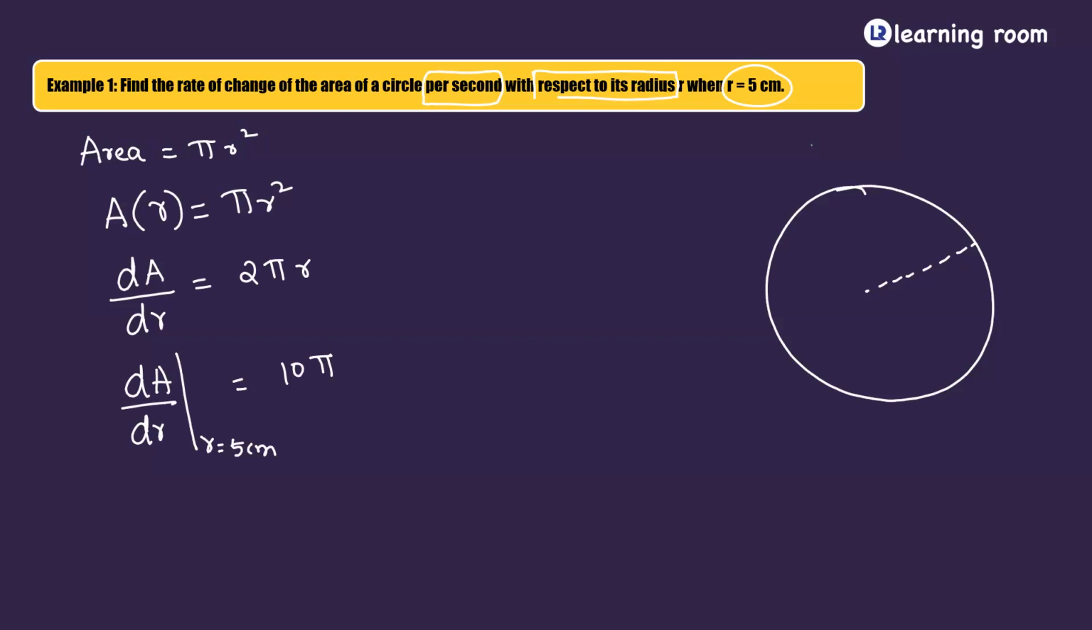But listen to the units here. Area is measured in centimeters square, radius is measured in centimeters. So basically 10 pi centimeters square per centimeter. Area is changing at a rate of 10 pi centimeters square with respect to each centimeter. So whenever you say with respect to, you need to differentiate with respect to that. The answer will be 10 pi centimeter square per centimeter.